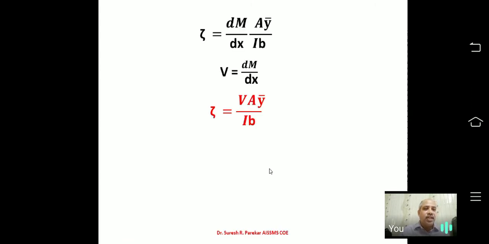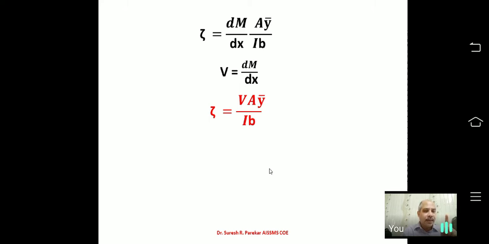Now let us compare bending stress and shear stress. First, the formula: for bending stress, sigma is equal to M by I into y, and for tau I have V A y bar upon Ib. Second, polynomial function. We have sigma equal to M by I into y. M by I is constant, so sigma is proportional to y. So my polynomial function in bending stress is 1.